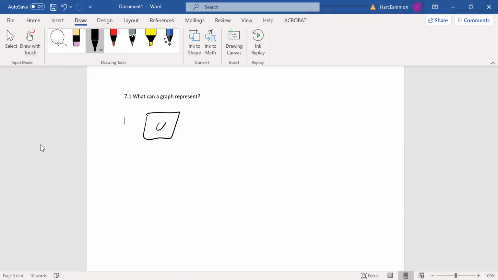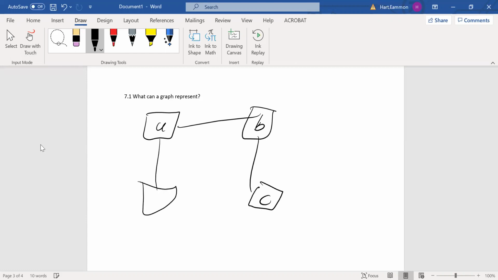So we want to know, is computer A connected? What computers is computer A connected to? In this setup, it's connected to B and D, but it's not directly connected to C. There is a path between A and C, but you would have to go through B or D. So this can represent a computer network.